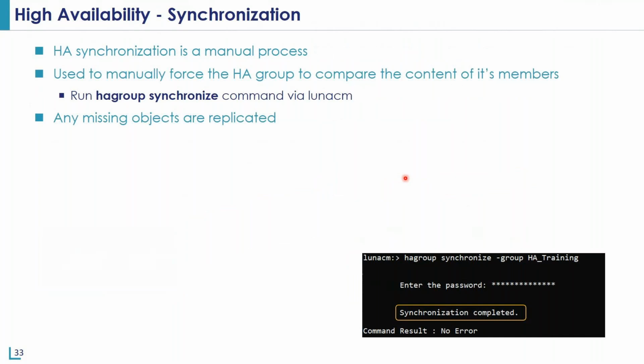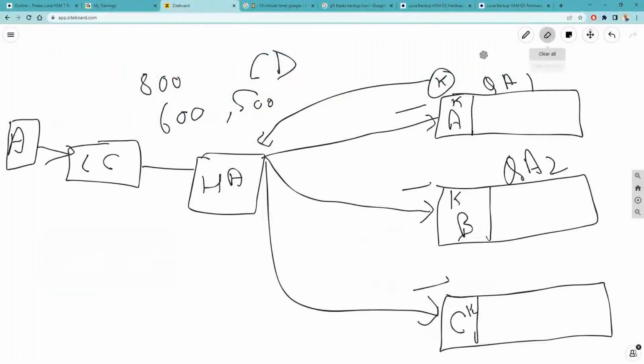Synchronization. Synchronization is a manual process, and if you want to forcefully synchronize the objects, the command is HA group synchronize. So, taking the example from our setup, let me clear this a little bit.